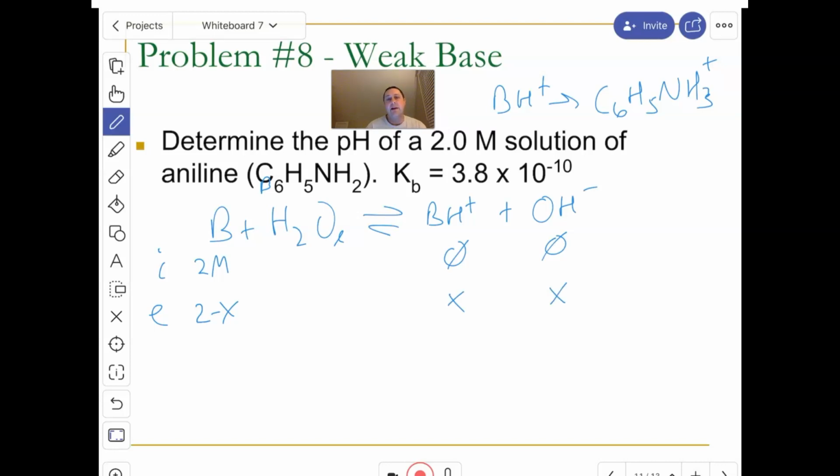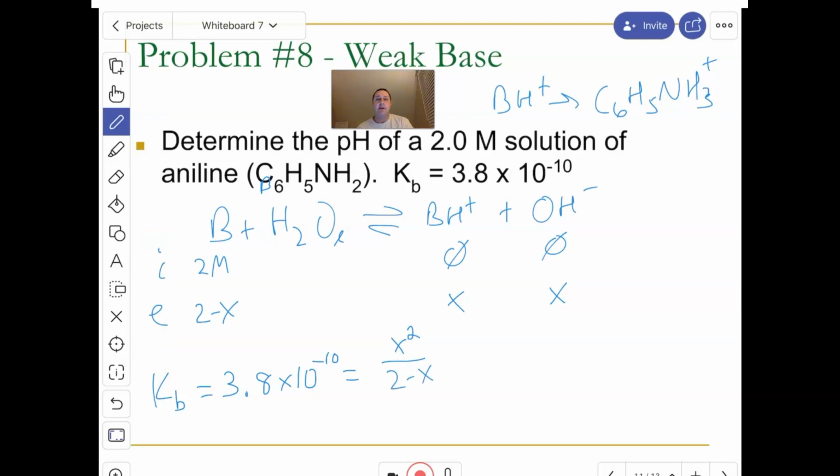So now we can actually go ahead and solve for X. Kb, which is very, very small, 3.8 times 10 to the negative 10th, is going to equal this protonated base, which is X, times the hydroxide, which is X. So I'm going to get an X squared on top. And I'm going to be divided by the reactants, which water liquid doesn't show up inside the equilibrium expression, but 2 minus X does for the base. So that's going to go on the bottom.